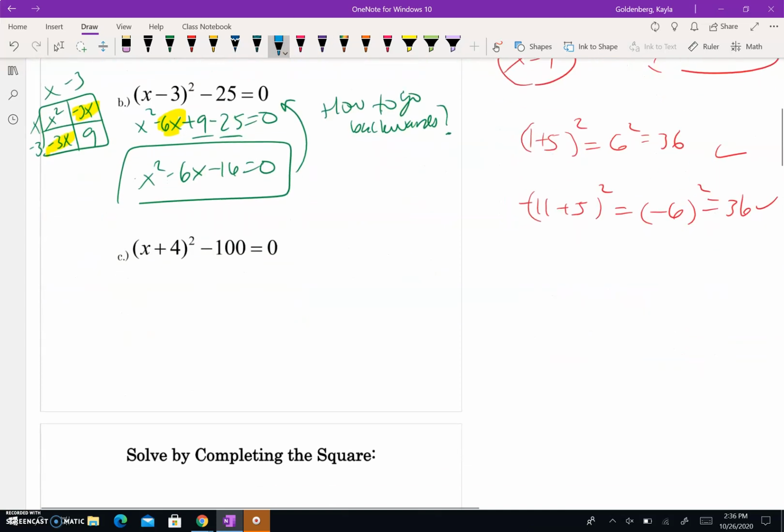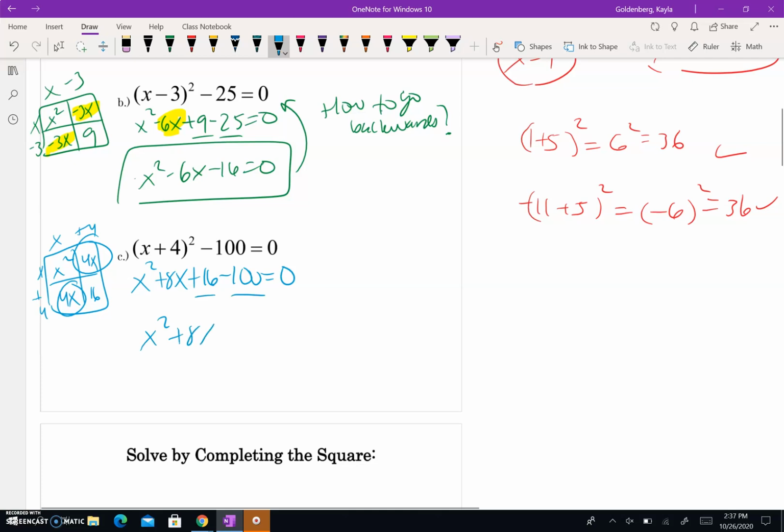And then let's do one more. This one is going to be x squared, right? We know the 16. There's also going to be two 4x's, and those two 4x's are going to make 8x's. And then from here, my like terms are going to combine, and it's going to be, looks like, negative 84.